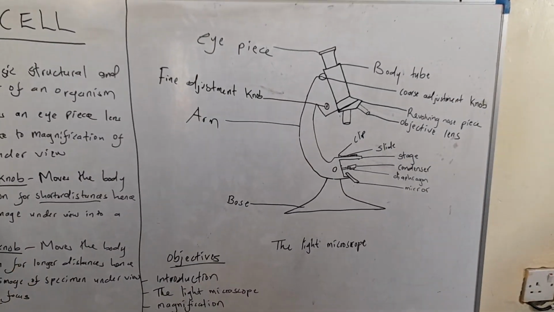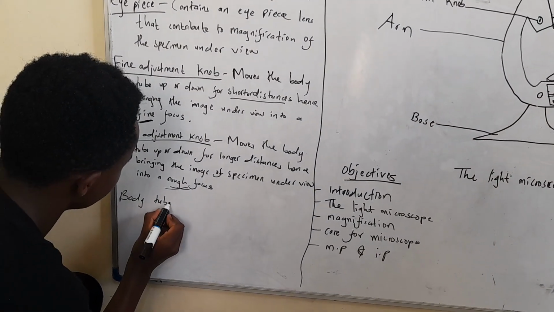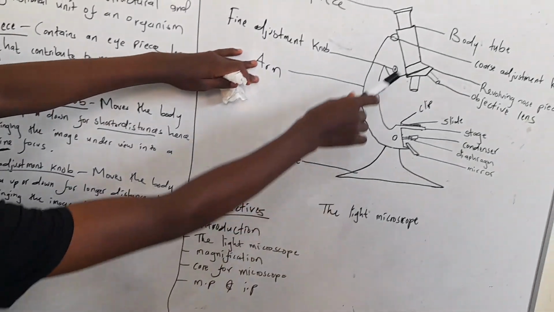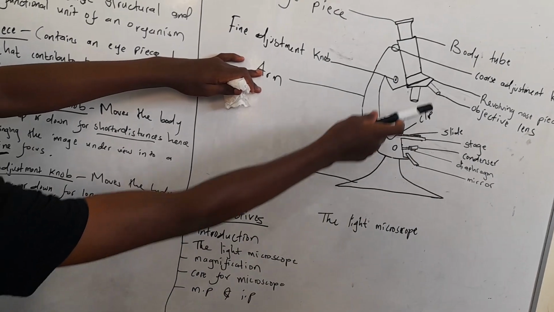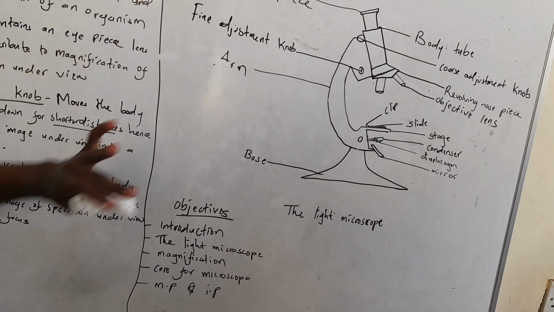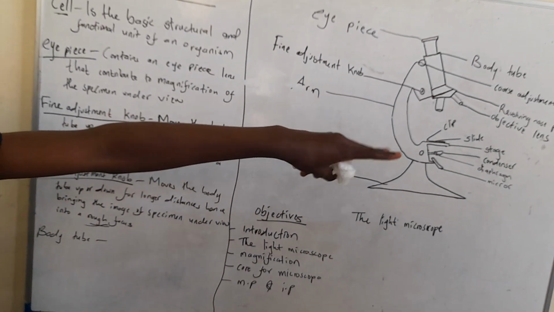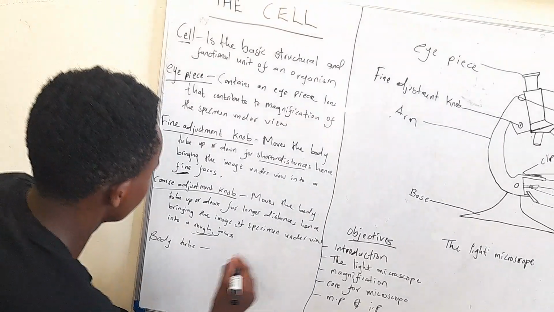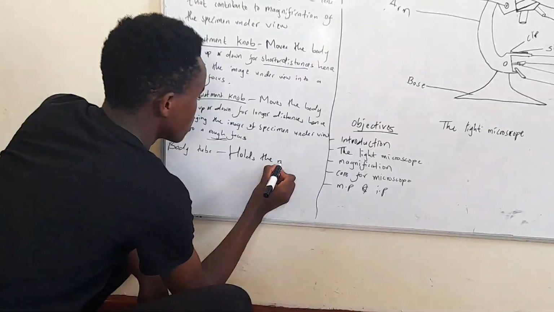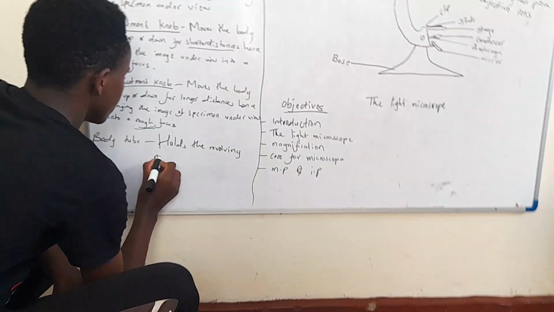What's the function of a body tube? As you can see there, that's the body tube. So what's its function? It holds the revolving nose piece and the objective lens. Or just holds the revolving nose piece, because obviously the objective lens is also held by the revolving nose piece. So it holds the revolving nose piece.